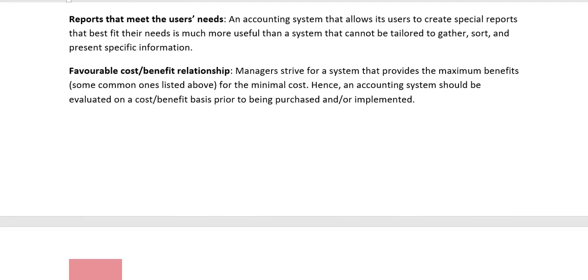Favorable cost-benefit relationship. Managers strive for a system that provides the maximum benefits, some common ones listed above, for the minimum cost. Hence, an accounting system should be evaluated on a cost-benefit basis prior to being purchased and or implemented.